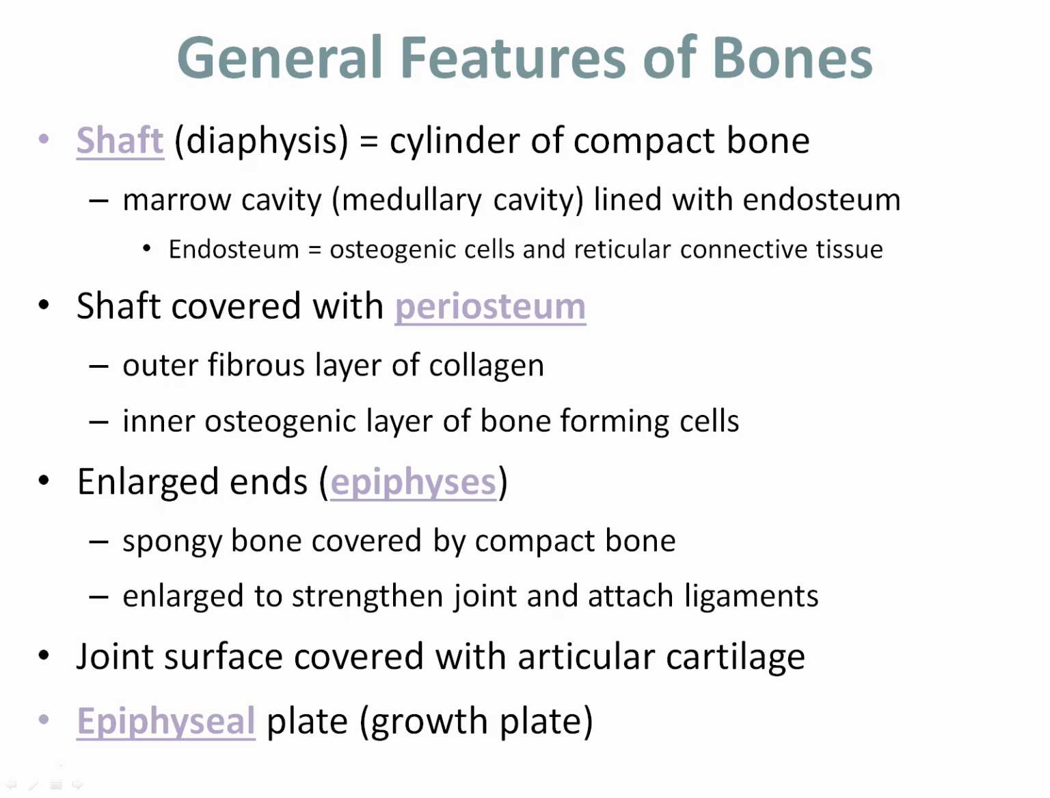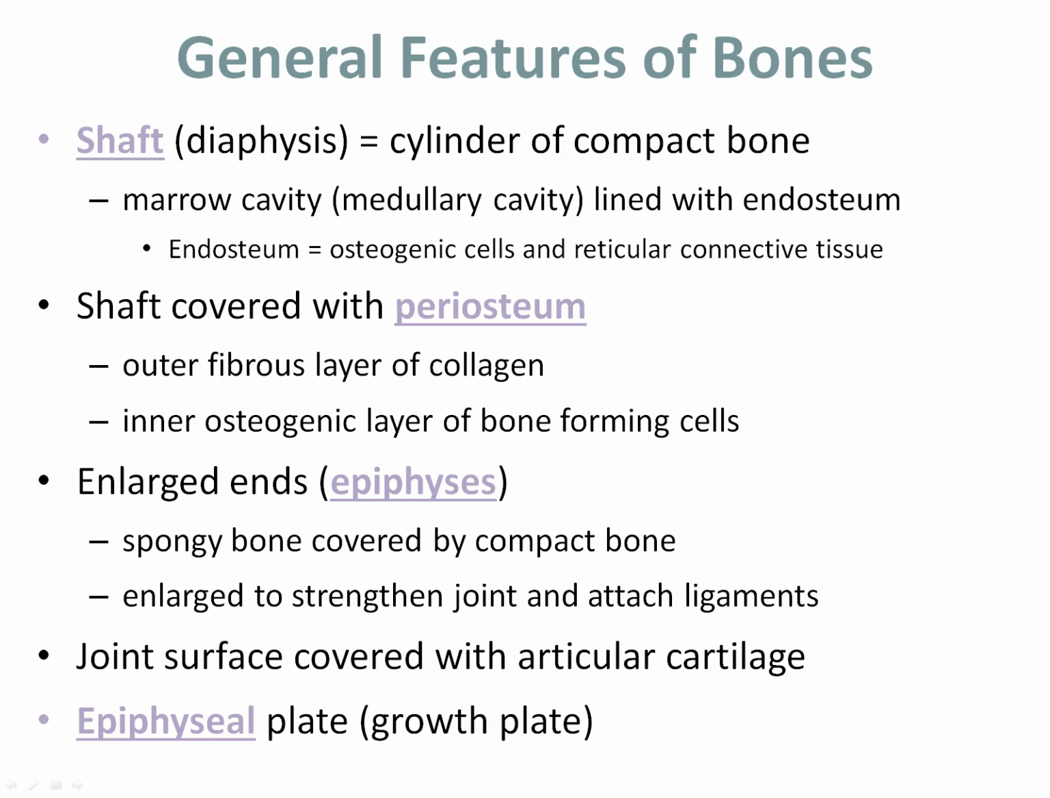The shaft of the bone, the diaphysis of the bone, is also covered with periosteum. So this is on the outside of the bone. There's a fibrous layer of collagen that's on the outside, and then just underneath it, right next to the compact bone, we have an inner layer of osteogenic cells. These osteogenic cells can develop into osteoblasts when the bone needs to be remodeled and built to be stronger. The periosteum is like a shrink wrap on the outside. The endosteum is like a shrink wrap on the inside.